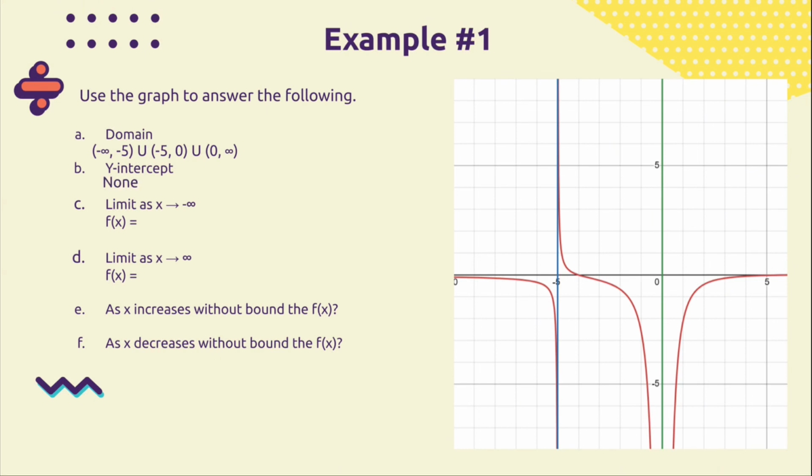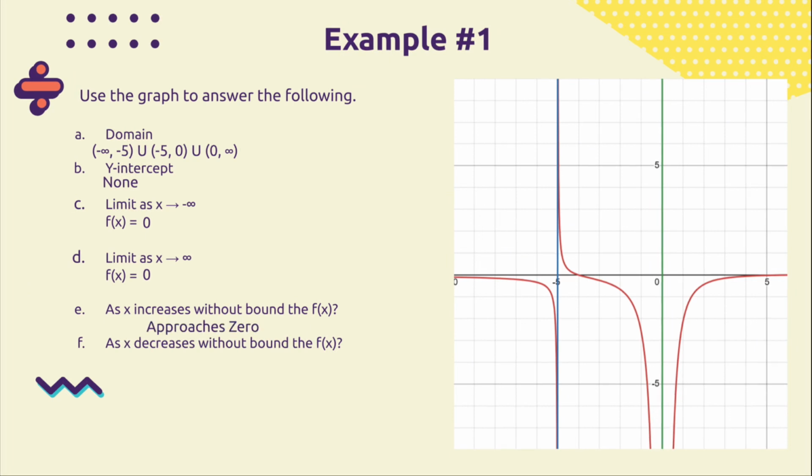There's no y-intercept because, as expressed by this green line, there's actually a vertical asymptote there. The limit as x approaches negative infinity is 0, because we can see the left side of the graph approaches 0 but never actually touches it. The limit as x goes to positive infinity is also 0, because like the left side, it also approaches 0 but never touches it.